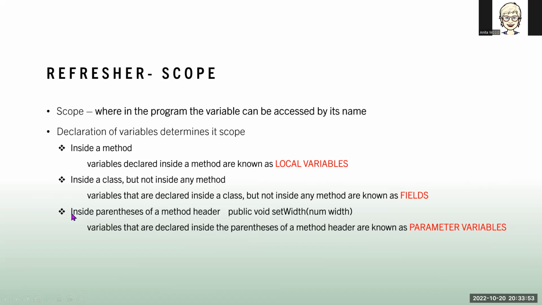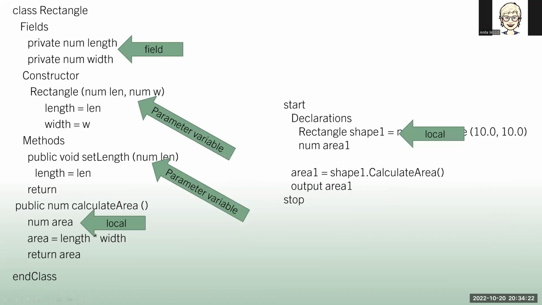When I declare a variable inside the parentheses of a method header, this is a method header. This is when I define it: public void setWidth. It's this guy right in here. I'm actually doing a declaration because there is the data type for this particular variable. This guy right here, we're going to call parameter variables. So let's identify those in what we've been working with.